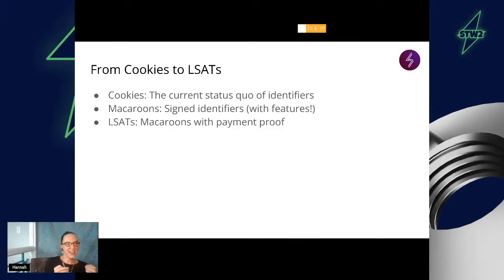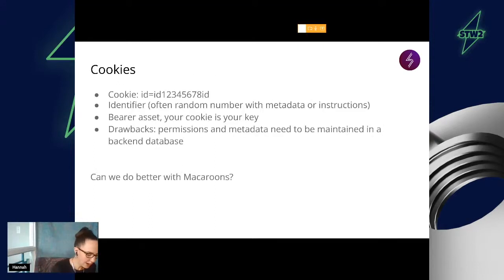So you can add features to them, and there's some cryptography involved, so you can have a bit more trust in them. All right, so that's going from a cookie to a macaroon, which we'll walk through in a second. But then we can go from cookie to macaroon to LSAT. An LSAT is essentially a macaroon that includes proof of payment. So we will dive in to how this all works.